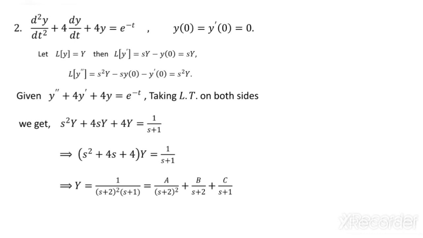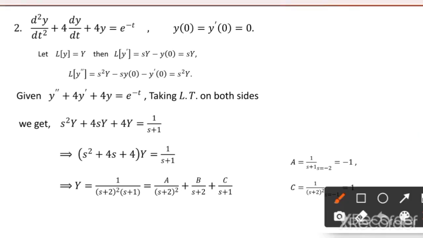So by partial fraction I can split that as a by s plus 2 the whole square plus b by s plus 2 plus c by s plus 1. I need to find the values of a, b, c. So that by partial fraction I hope you can get. So here comes a, that is minus 1, c is 1, and to find a and c I can immediately find by the direct method.